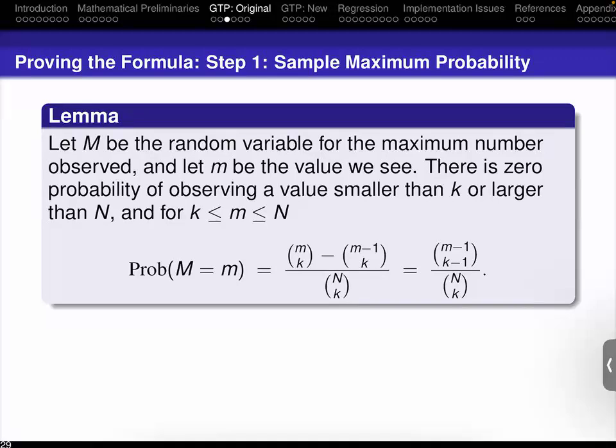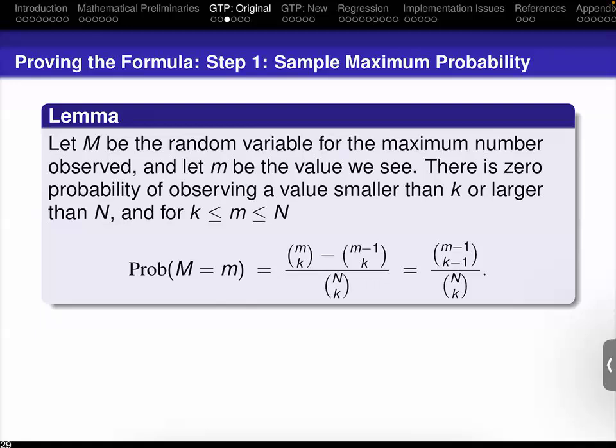So the numerator must be the number of samples that have little m as the largest value. So the first one, m choose k, is the number of ways I can choose k tanks from m. So that means m is possibly the largest, but maybe I don't choose m. So I know with m choose k, I can only choose k tanks whose serial number is at most m. I then subtract off m minus 1 choose k. These are all the tanks whose largest observed serial number is at most m minus 1. And whatever's left over has to have largest serial number m. Using Pascal's identity, I can simplify that to m minus 1 choose k minus 1.